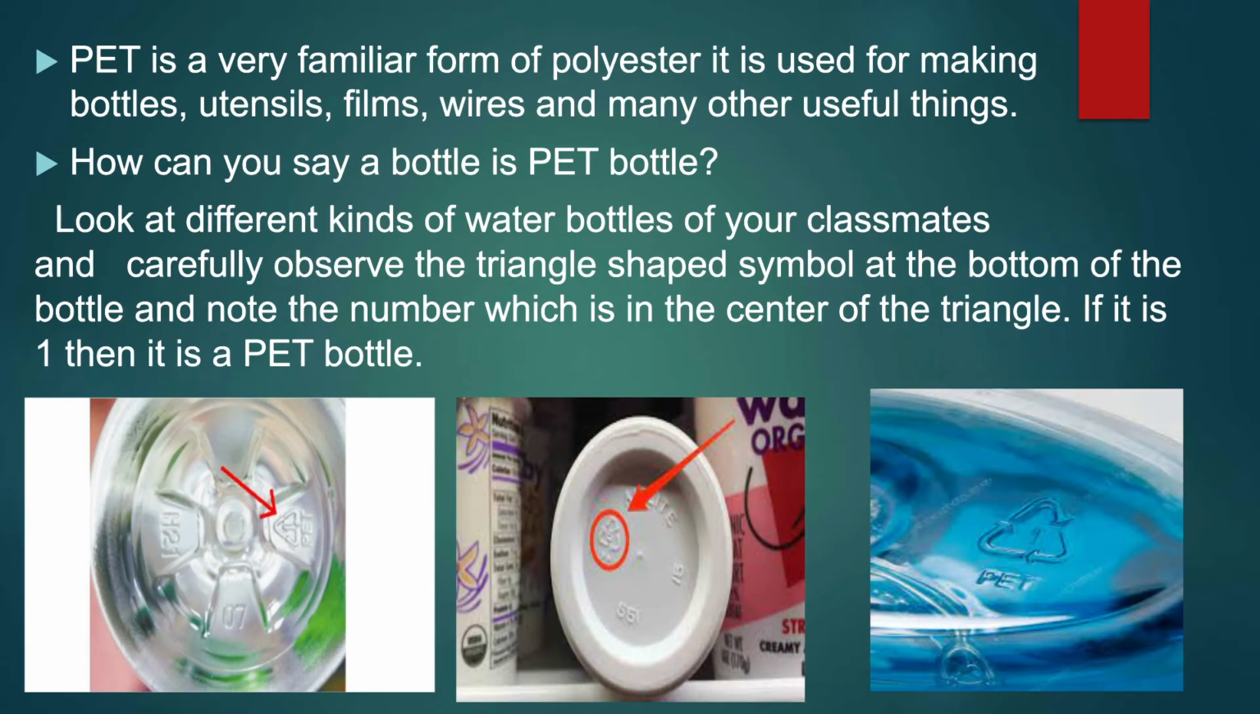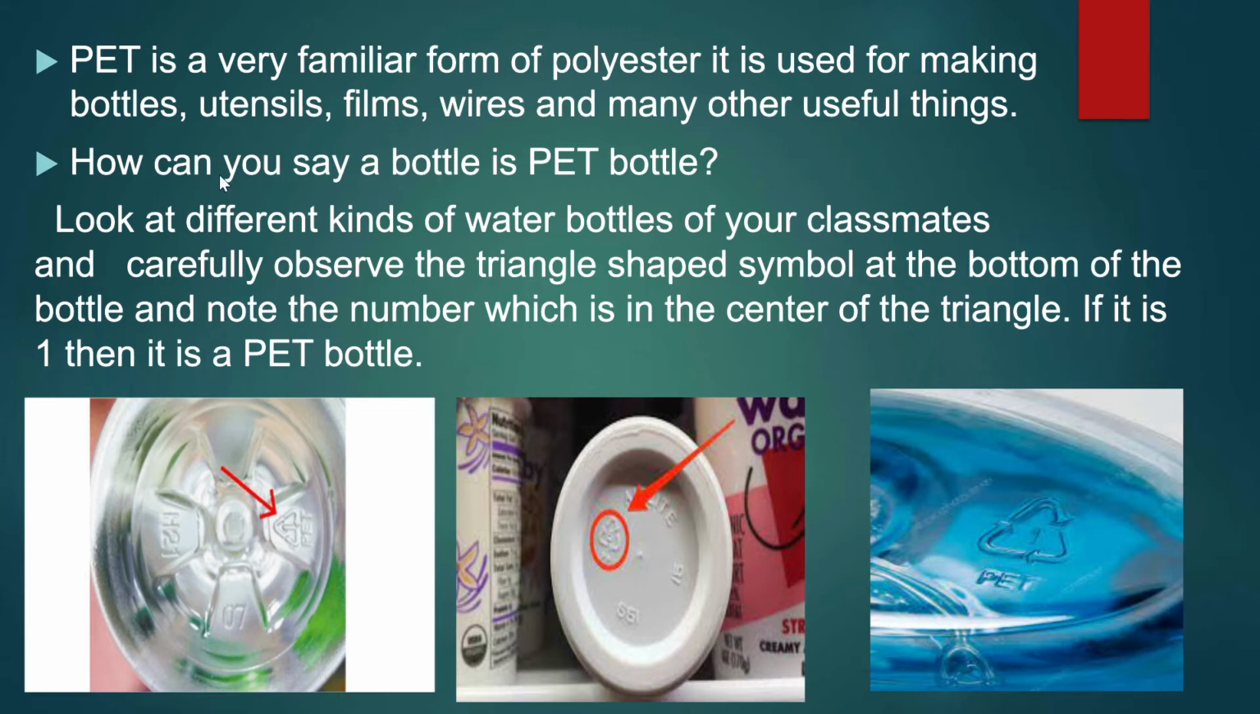Now you could have seen many water bottles. In our class we find so many water bottles, right? And at the bottom of the bottle you see some symbols, children. Okay, a triangular symbol which is very clear in this particular figure. Here also you see a triangle, and here also you see a triangle. All these are bottoms of your bottles. They may be either water bottles or any other plastic containers. Okay, so PET, polyethylene terephthalate, is a very familiar form of polyester which is used for making bottles, utensils, films, wires, and many other useful things.